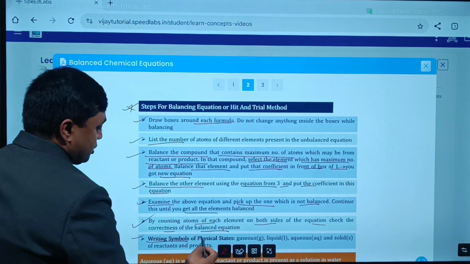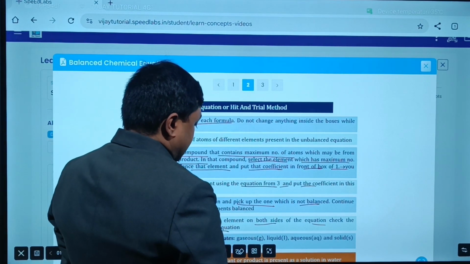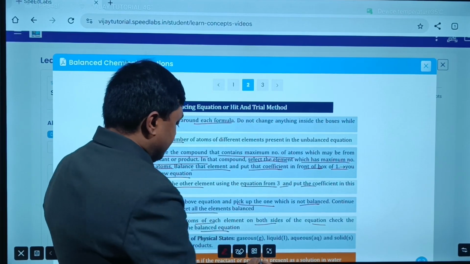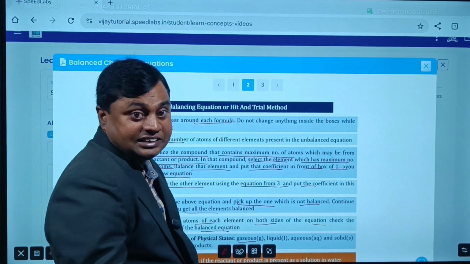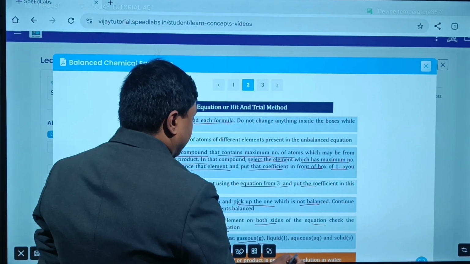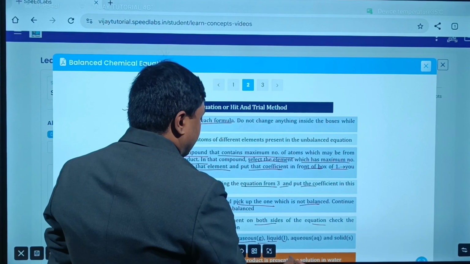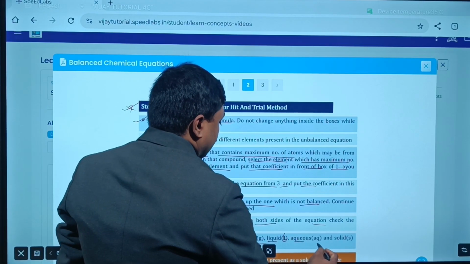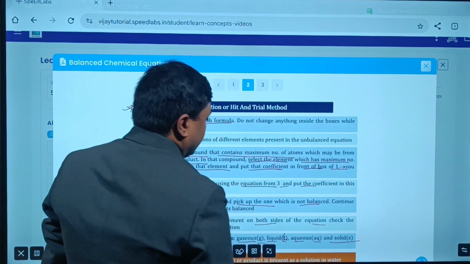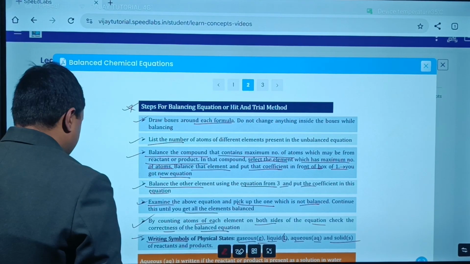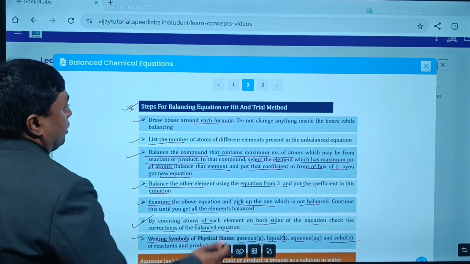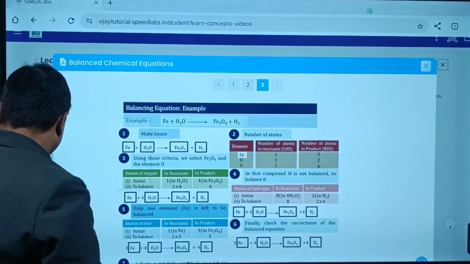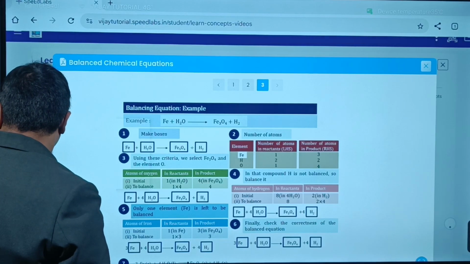Lastly, we have to write the symbols of physical states, mentioning whether it is in gaseous state. For gaseous state we write G, for liquid state we write L, for aqueous state we write AQ, and for solid state we write S, for the reactants and the products. Let's see this balanced equation.